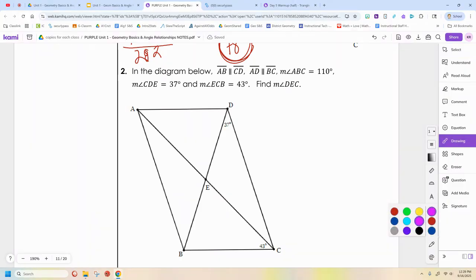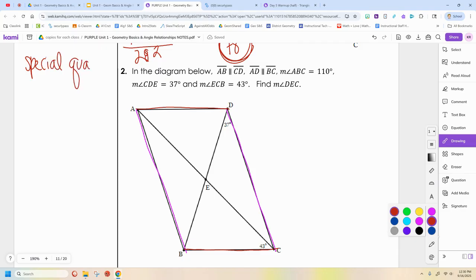So if you read the picture and also look at the picture, we have this. AB is parallel to CD. Okay. And then I also have AD is parallel to BC. So this quadrilateral is a special quadrilateral. What is its name?